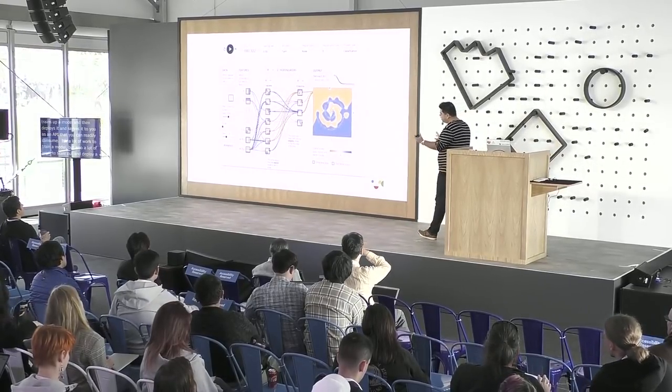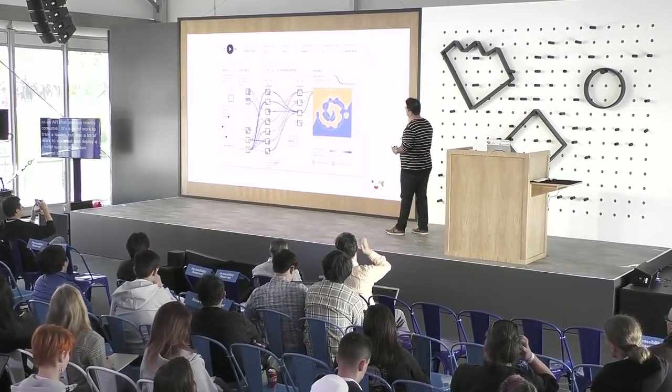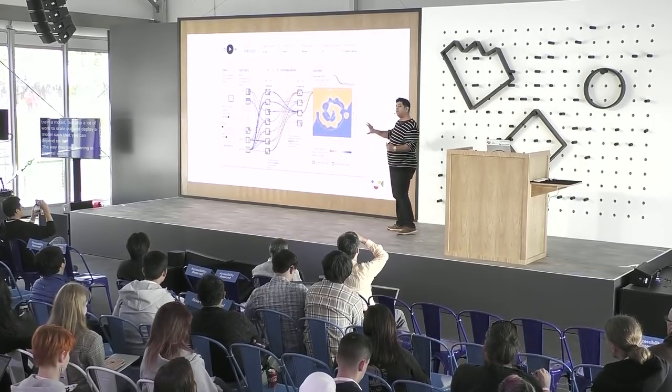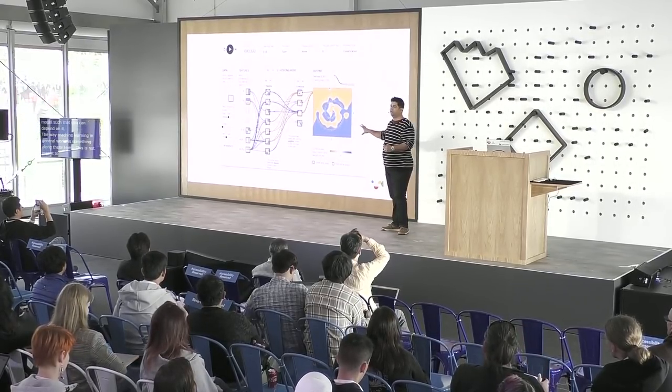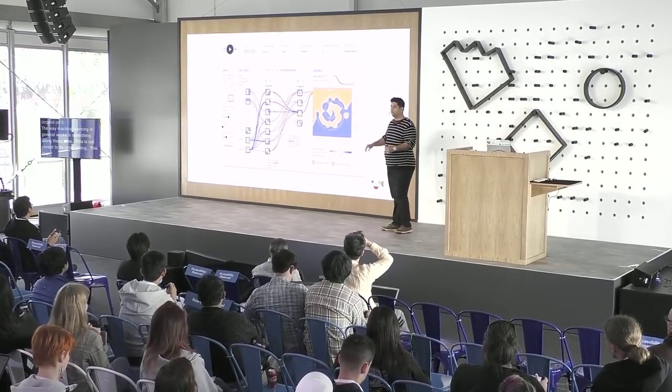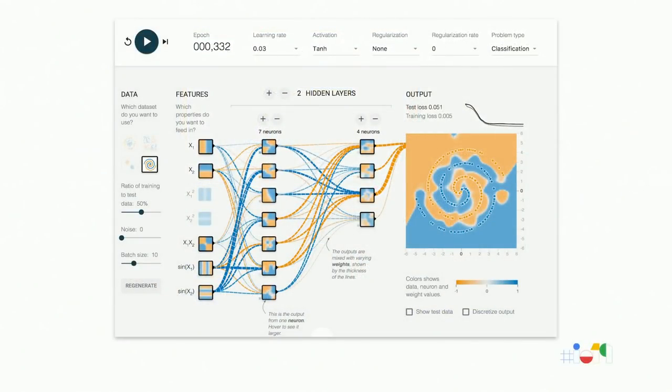So the way machine learning in general works is something along these lines. Now, this is not meant to be intimidating. This is actually a screenshot from the TensorFlow playground. TensorFlow is an open source framework that Google built for machine learning. It's the most popular ML framework in the world.